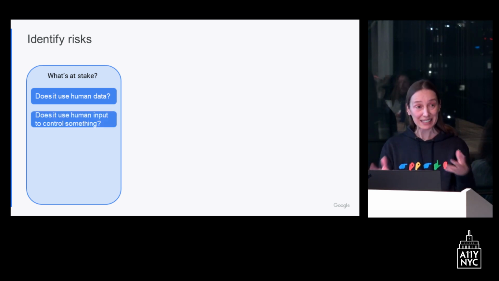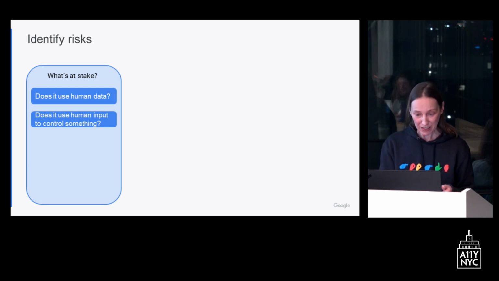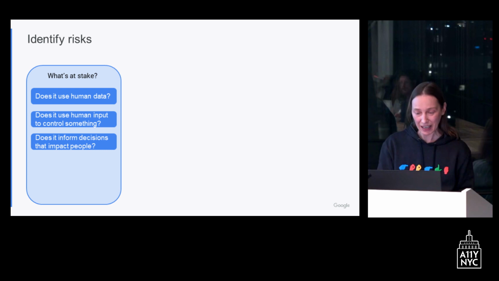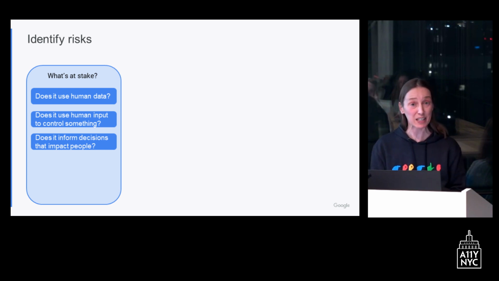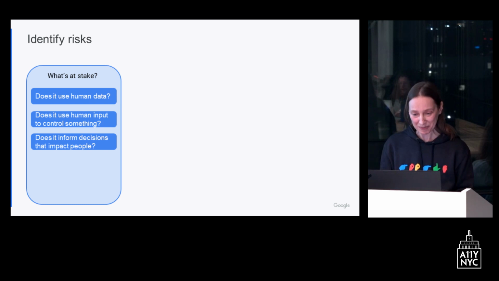And then a related helpful question is, does it use human input to control something? So for example, voice control of a smart speaker. There's another, if you have more yeses, you have more risk. And then finally, is the AI output used for making decisions that impact people? And how much do they impact the people? So usually when you're using AI for accessibility, the answer is yes, but there's varying levels of impact.